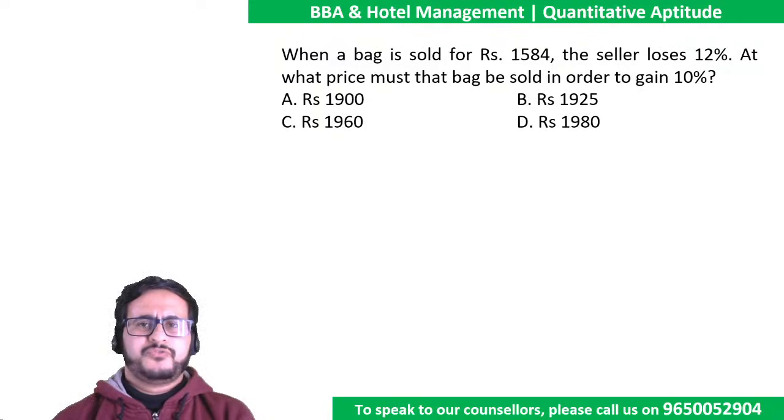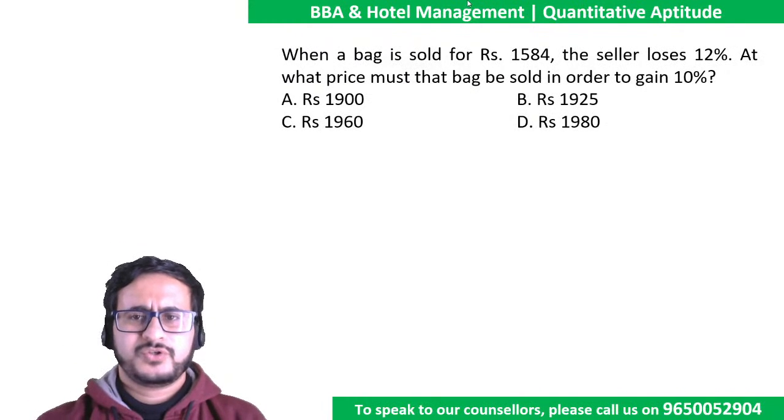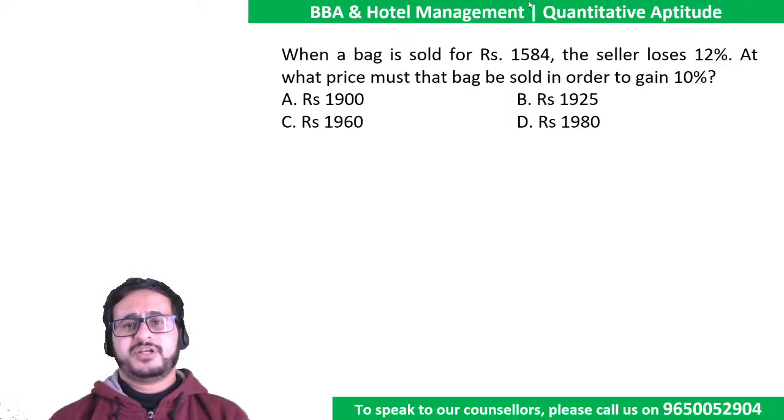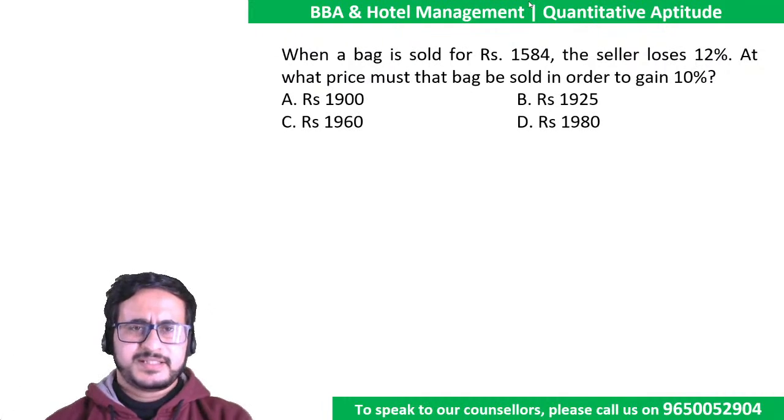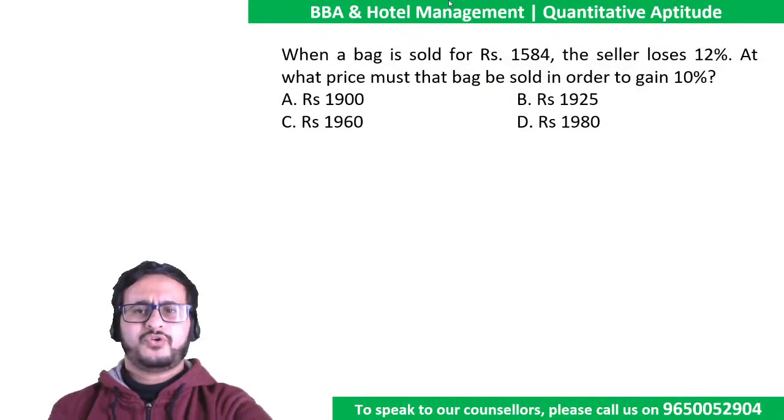When a bag is sold for 1,584, the seller loses 12%. At what price must the bag be sold in order to gain 10%? So you are given the selling price here and you are given the loss percentage. And in the second case, you have to sell the same bag at 10% profit. So how will we approach this question? Just think that the profit or loss is a certain percentage of cost price.